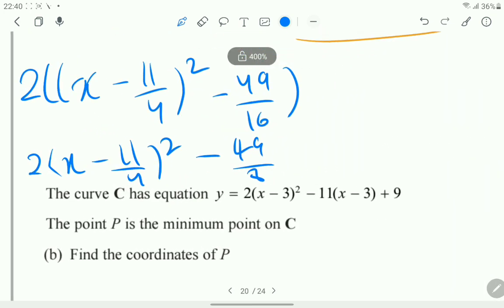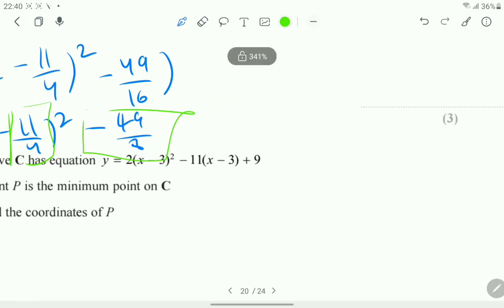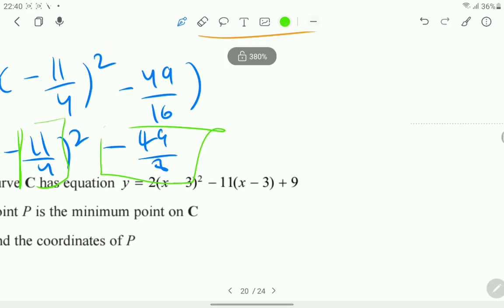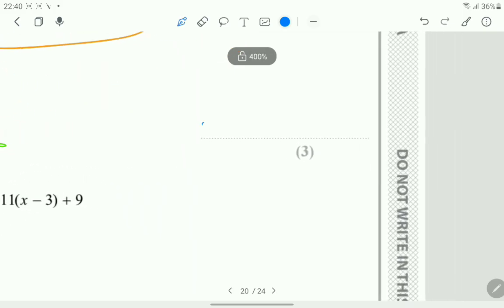Notice that these are also what we call turning points on the curve. Minus 49 by 8 and 11 by 4 are the coordinates of y and x axis where the curve is turning. So this is just extra knowledge, it might be useful in the later questions. So write your final answer here.